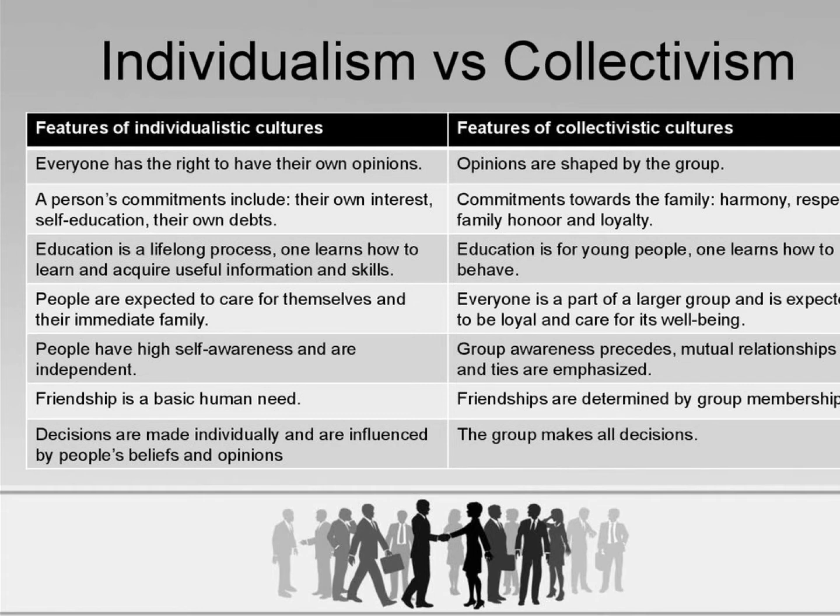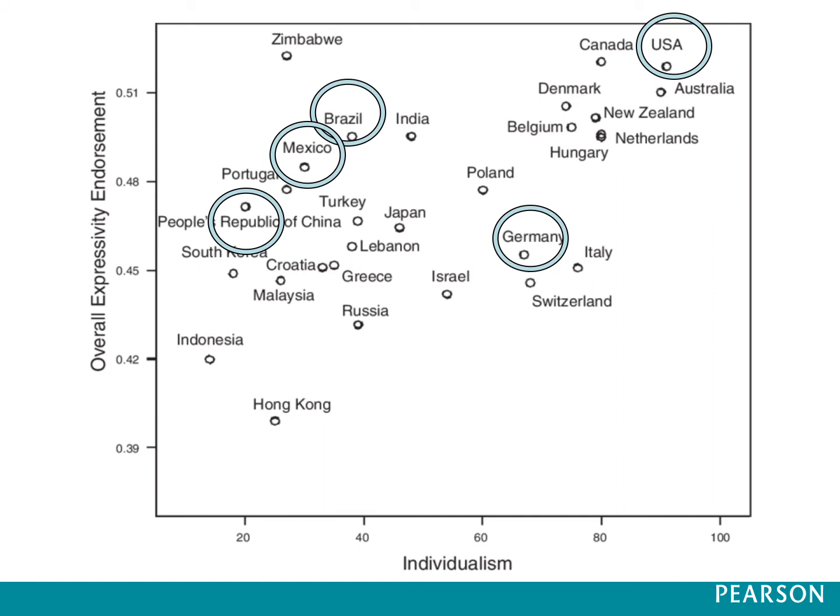How do you think the United States ranks? Well, were you correct? The United States is the most individualistic country in many studies. Germany is the next of our chosen trade partners, then Brazil, Mexico, and China. Indonesia ranks as the most collectivistic country according to this chart.